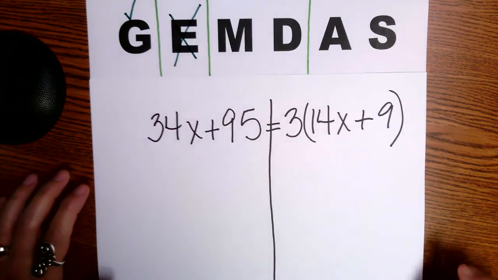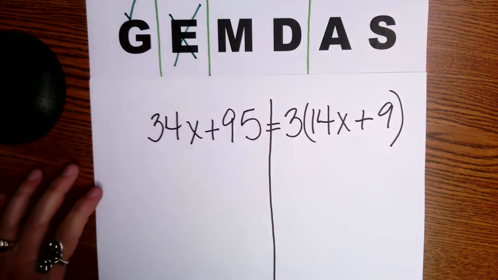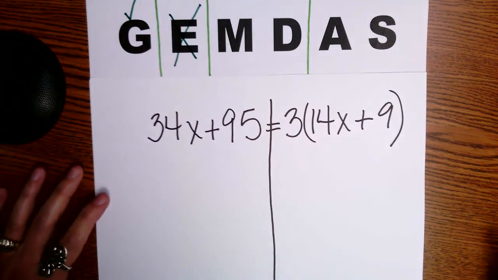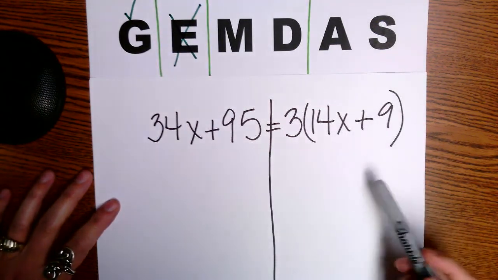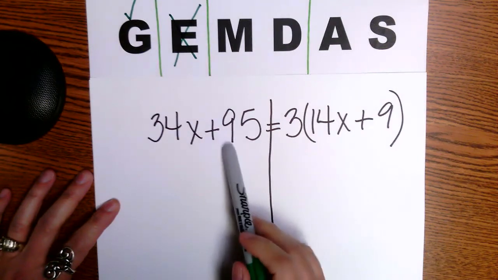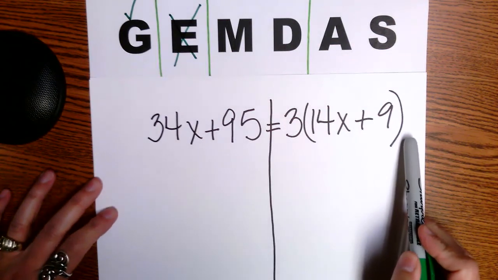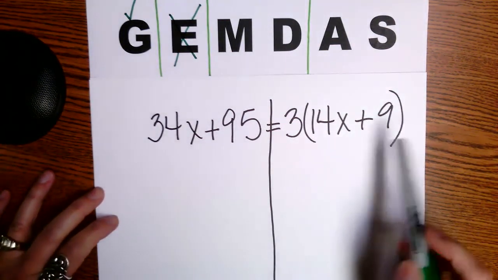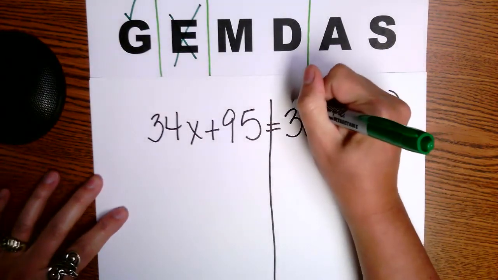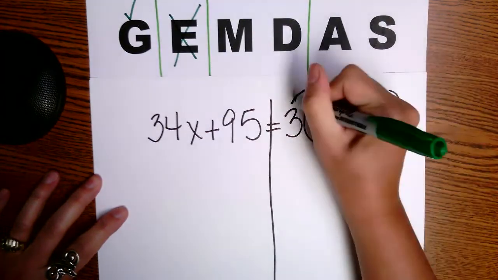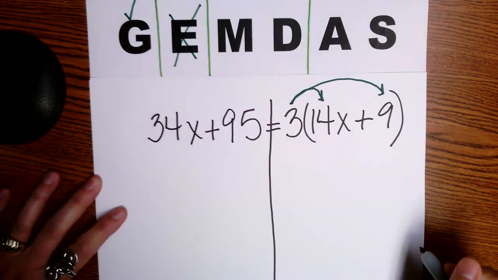And I would, as a scaffold, have students first address the grouping symbols, because I know that if I divided all terms by 3 first, the 34x, the 95, and then divided this whole term by 3, it wouldn't be pretty numbers. So I'm going to get rid of the parentheses by using the distributive property. The distributive property tells me that I'm going to distribute the 3 onto the 14x and the 9.